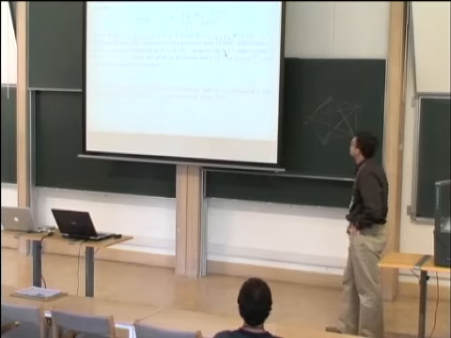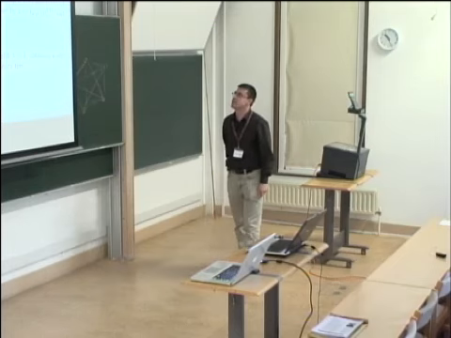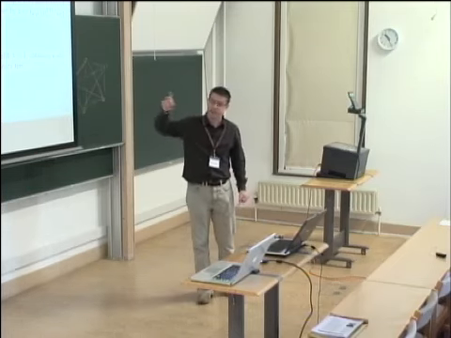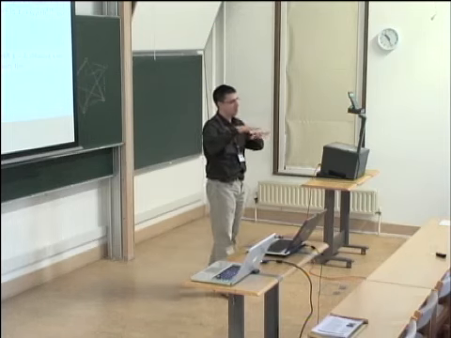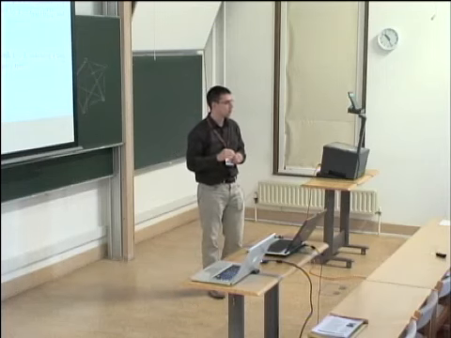So let me mention a little bit how we can construct multiscale partitions. And I can rely on the fact that already yesterday there was an excellent talk about clustering. So we use the NCut measure, which was mentioned also yesterday. So what is the NCut measure? C1 to CK is a partition of the graph. These are disjoint subsets that cover it.